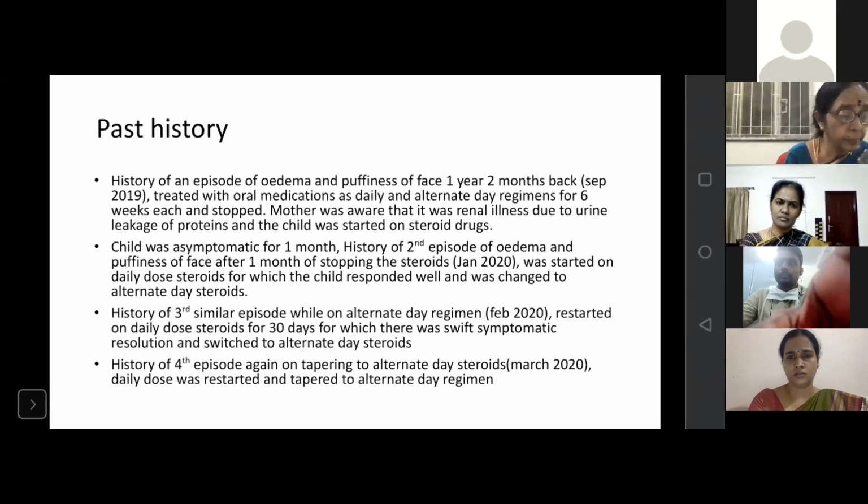From this history, it is very clear that it is a renal illness due to leak of proteins, and the drug which has been given was steroids, and the regimen is also clear here. But what happens is, whenever the drug is withdrawn or the dose is tapered, the symptoms recur. While restarting the drug, the symptoms immediately and swiftly respond. So it seems more like a nephrotic syndrome sensitive to steroids, but steroid dependent, because whenever we try to taper the dose or stop, it just immediately recurs.